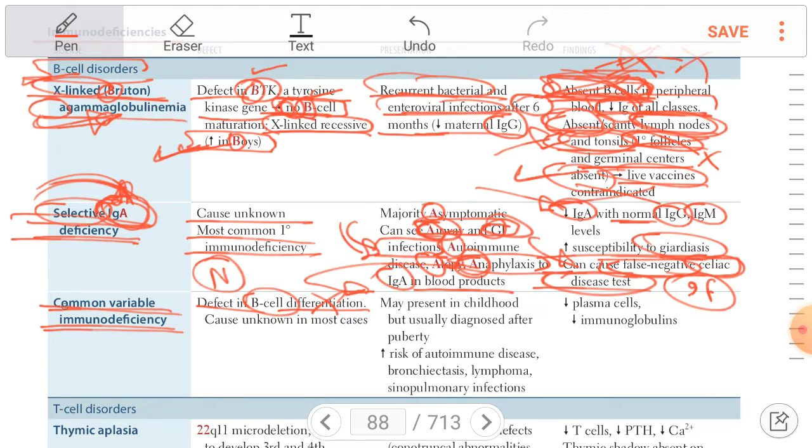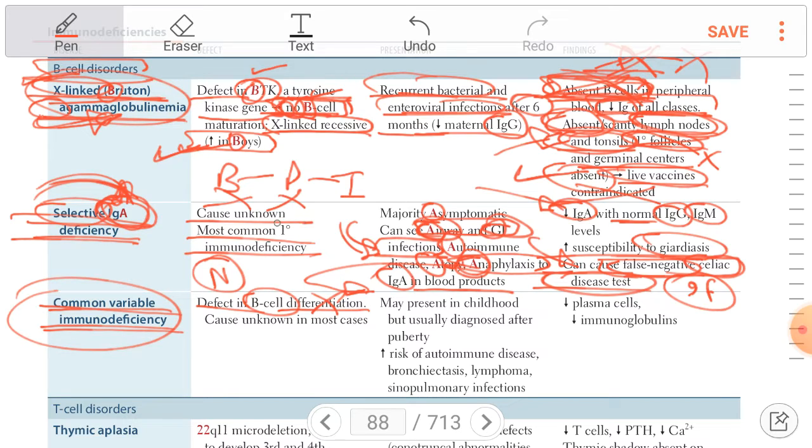So what is the difference between common variable immunodeficiency and X-linked agammaglobulinemia? In X-linked agammaglobulinemia there are no B cells. B cells give plasma cells, and plasma cells give immunoglobulin. So here in X-linked agammaglobulinemia, absence of the source, absent B cells, so absent plasma cells, so absent immunoglobulin.